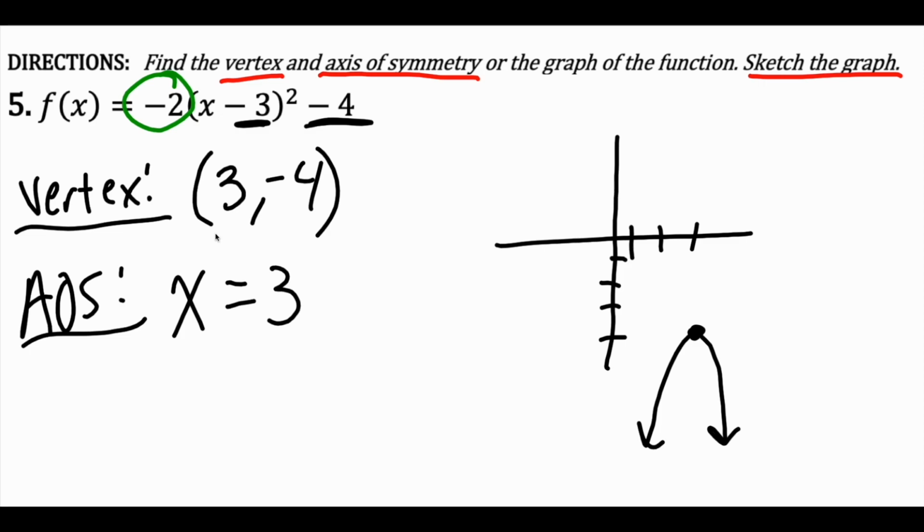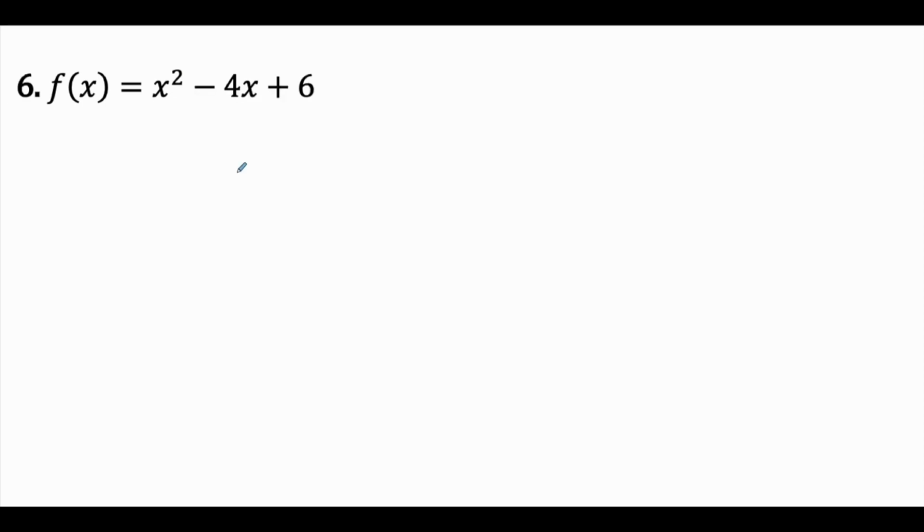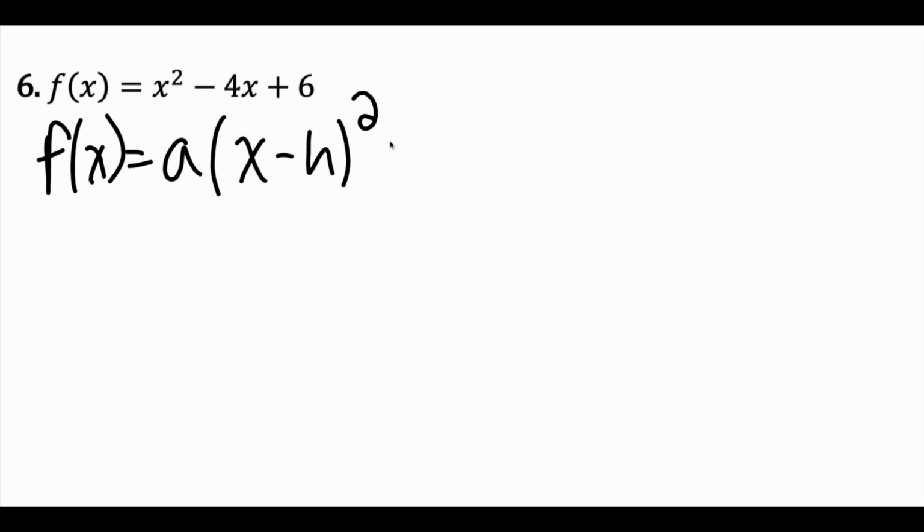So vertex, 3, negative 4. Again, opposite this number, same as this number. Axis of symmetry is always x equals your h coordinate. Put it on the graph. Number 6, we've got to go back to our formulas because first of all, we want to put this into our f of x is equal to a times x minus h squared plus k. So we're going to put this into vertex form first, okay?